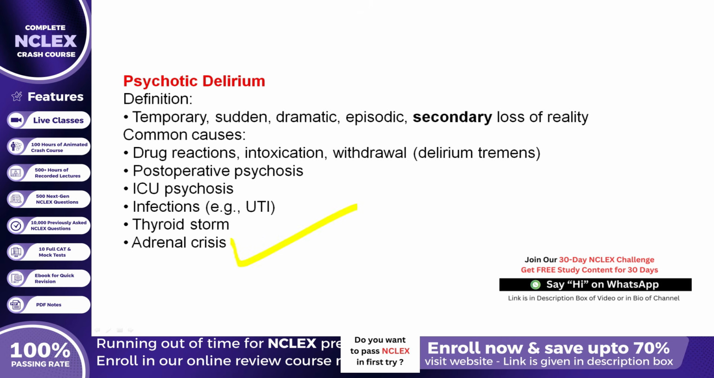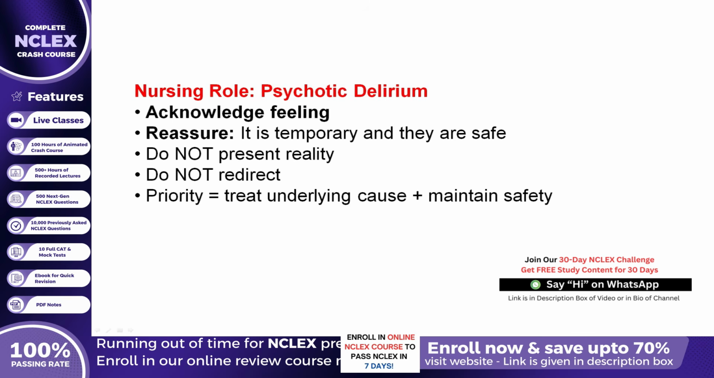Next, we discuss the nursing role in psychotic delirium, where we begin again by acknowledging the person's feeling. We then reassure them that it is temporary and that they are safe. We do not present reality. We do not redirect. The priority is to treat the underlying cause and to maintain safety. Finally, when we consider personality disorders, the high-risk types include antisocial, borderline, and narcissistic personalities. These individuals often require limit setting that is similar to the strategies used for functional psychosis.